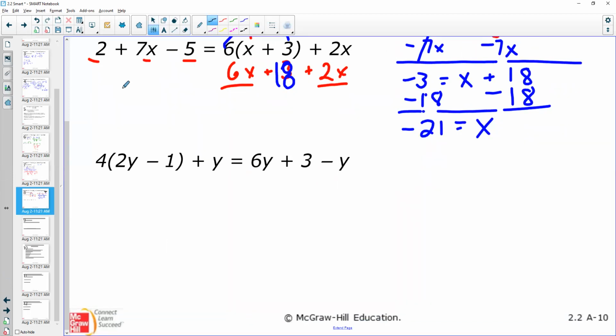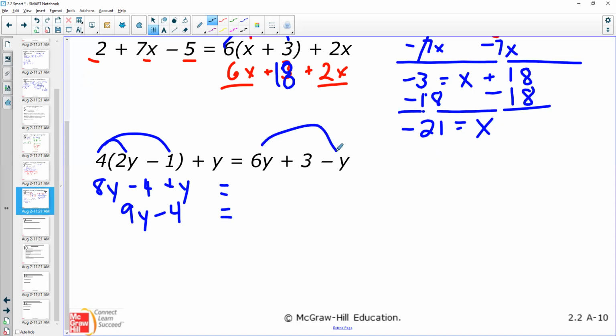All right, you pause, you do this one yourself. See what happens, and then you're going to be able to check your answer. So I'm going to do the left first. I'm going to distribute. I'm going to actually distribute right this time, though. 8y minus 4 plus y. Well, 8y and one more y is 9y minus 4. And then on the other side, I'm going to combine the y's. 6y minus y is just 5y plus 3.